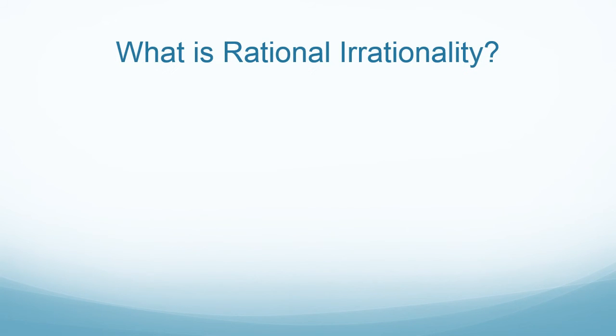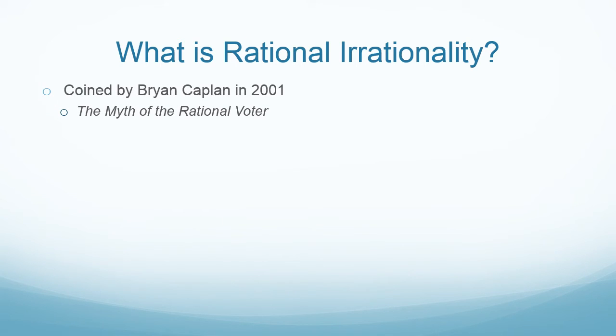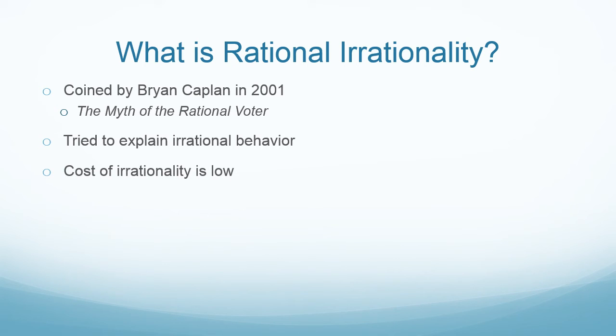What is rational irrationality? Rational irrationality is a term that was coined in 2001 by Brian Kaplan in his book The Myth of the Rational Voter. Rational irrationality is a theory that Kaplan popularized in order to try and explain widespread irrational behavior. For someone to be rationally irrational, the cost of irrationality must be low.